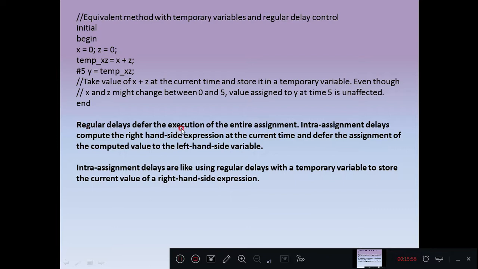Regular delays defer the execution of the entire assignment. Intra-assignment delays compute the right hand side expression at the current time and defer the assignment of the computed value to the left hand side variable. Intra-assignment delays are like using regular delays with a temporary variable to store the current value of the right hand side expression.